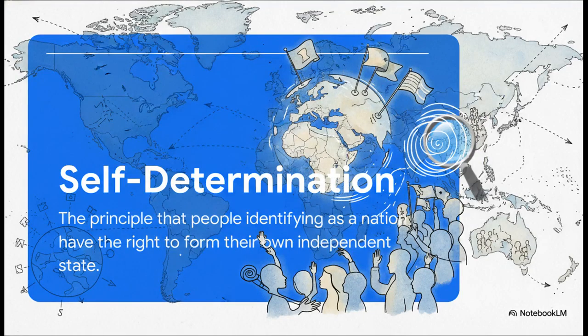And that leads us to our third principle, self-determination. And this one is an explosive idea. It's the concept that a group of people who see themselves as a nation have the right to choose their own destiny and form their own state. This single idea is why the number of countries on our map has just skyrocketed in the last century.